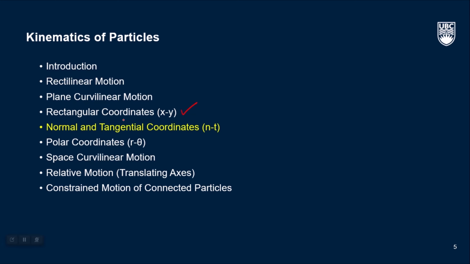Now we will proceed with that discussion further and introduce another way of describing plane curvilinear motion, and that will be using normal and tangential coordinates, or the NT coordinate system, right? So I will be introducing what the NT coordinate system is and how we can describe the motion of a particle which is moving in a curved path using this new set of coordinates, normal and tangential coordinates.